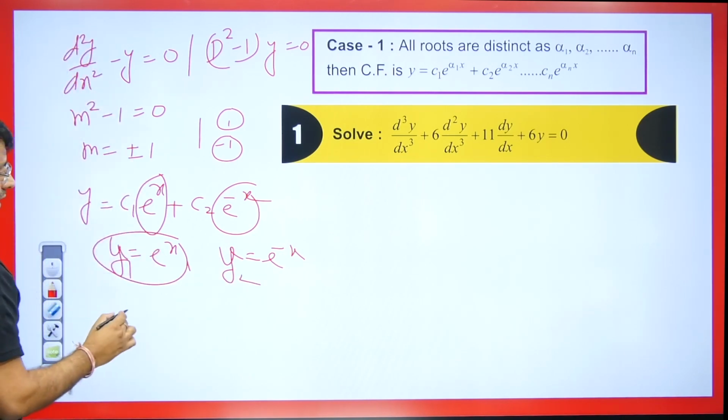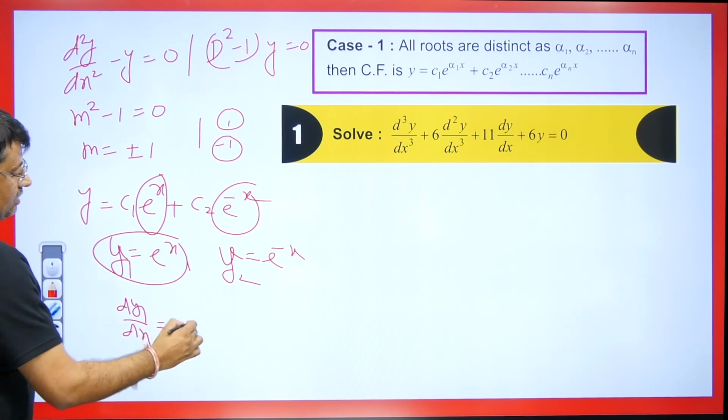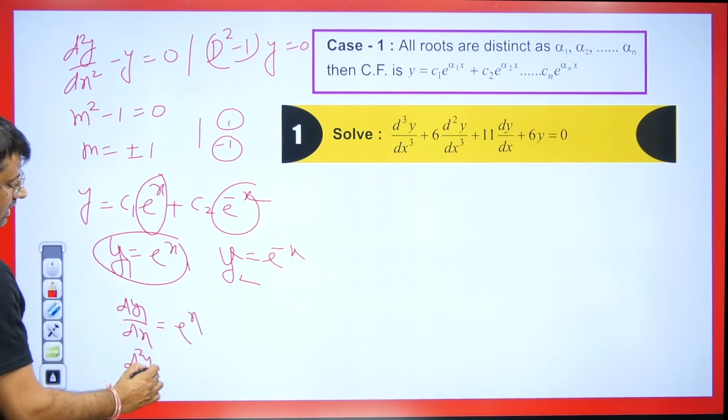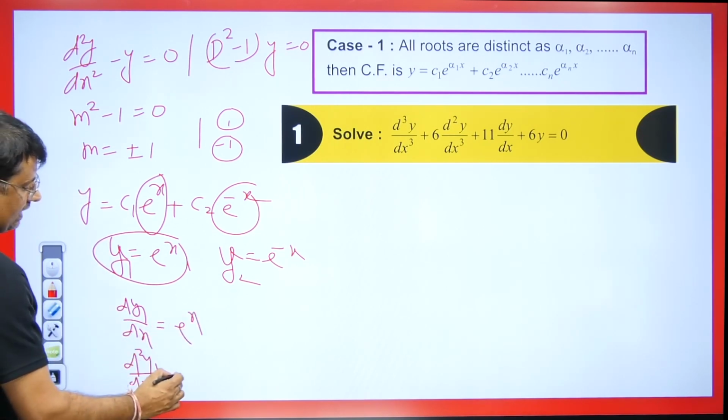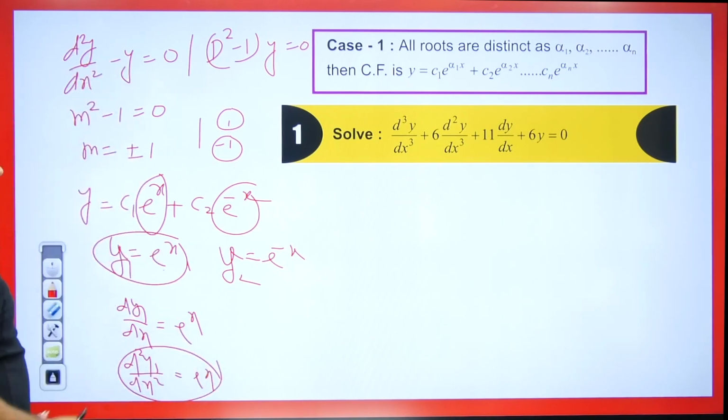Let's check it by differentiating it. On differentiating it once, we will get e to the power x. And when you do it the second time, this will also be the same. When you substitute the value of this term and this here, you will notice it's becoming 0.